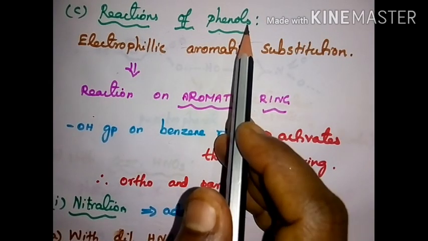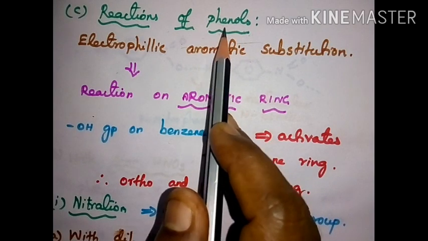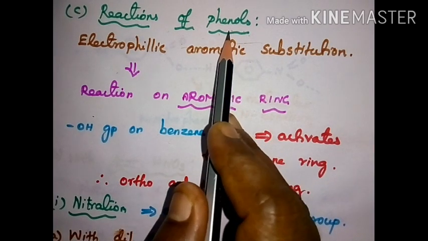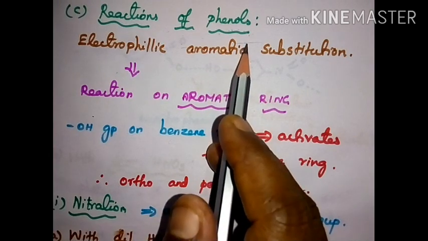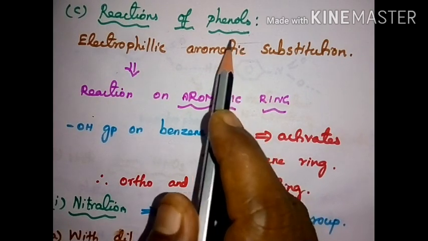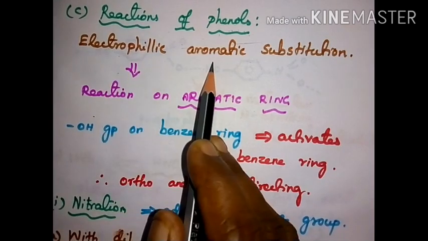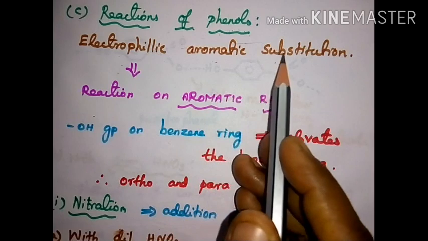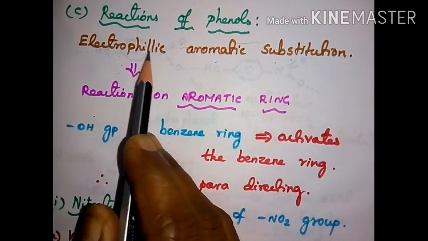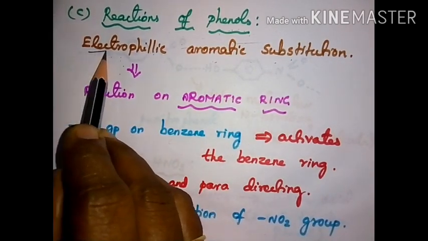To see the reactions of phenols. Reactions of phenols. In the benzene ring we are going to see the reaction, and there are two different sites, that is, in the OH also. So first we are going to see the electrophilic aromatic substitution. Electrophilic, we already discussed, that is electro.